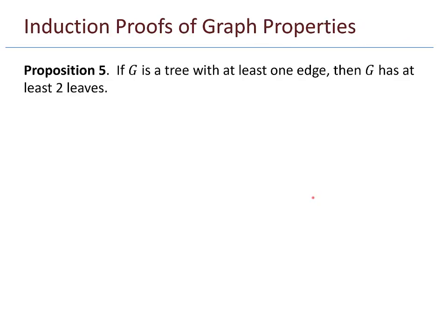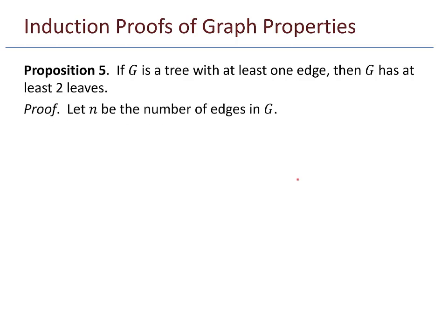Proposition 5. If G is a tree with at least one edge, then G has at least 2 leaves. So this is an improvement on Proposition 4. Proposition 4 said that any tree has to have at least one vertex with degree 1, but this proposition says, well, you know what, in fact, we'll find 2. All right, let's see how this works.